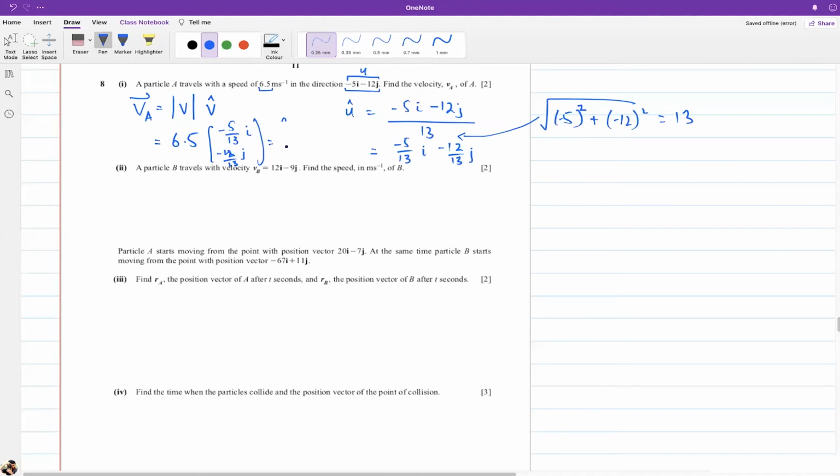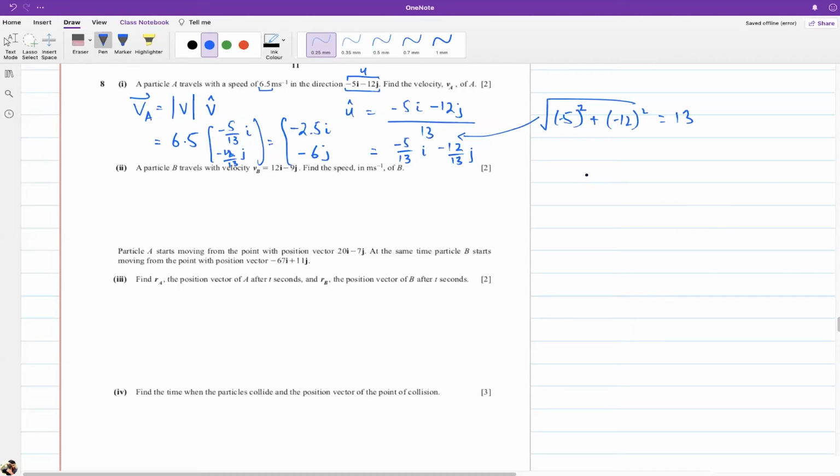This I can simplify as 6.5 divided by 13 is 0.5. Is it? Yeah, it is. So that means it's going to be -2.5i और ये बन जाएगा -6j. अच्छा, यहाँ पे एक चीज ध्यान में रखें कि there are multiple ways of writing vectors.